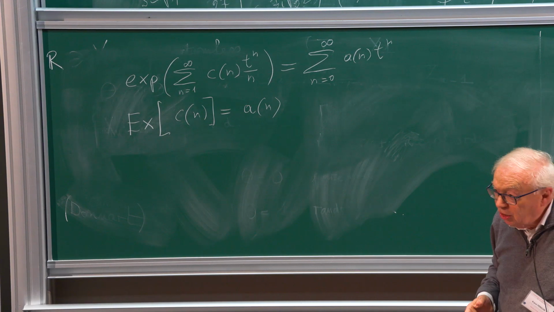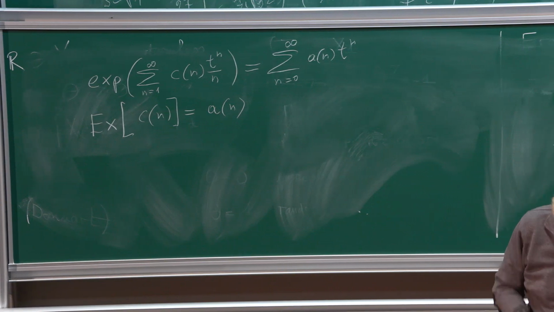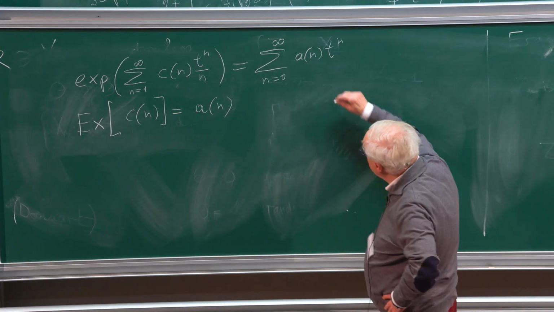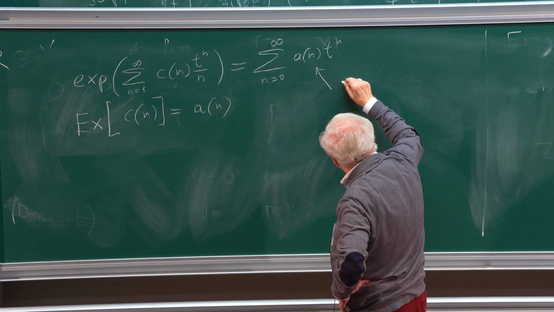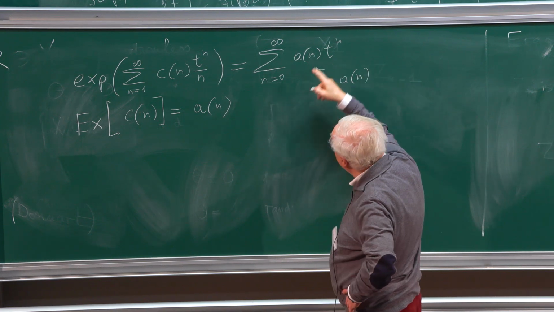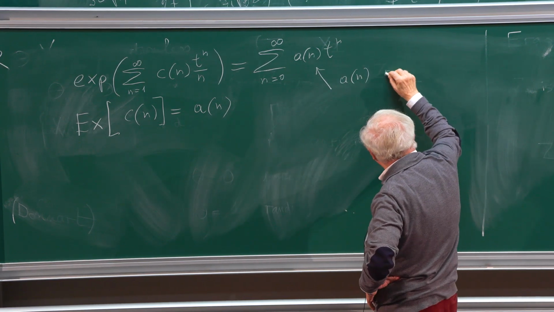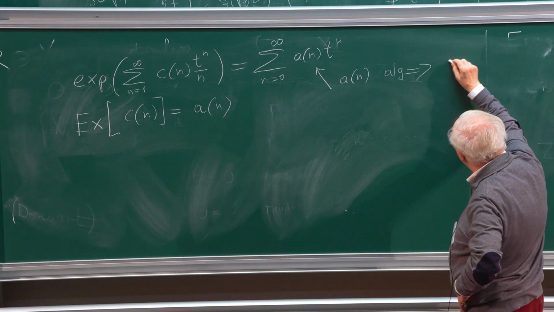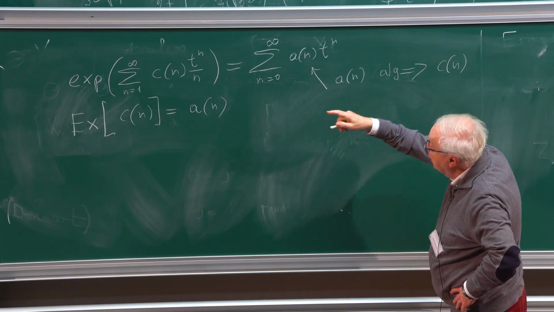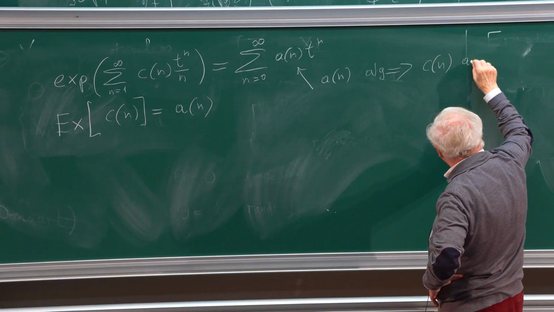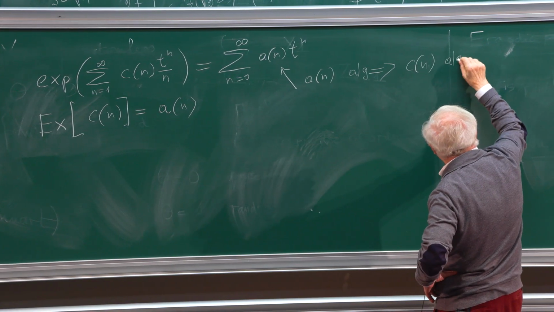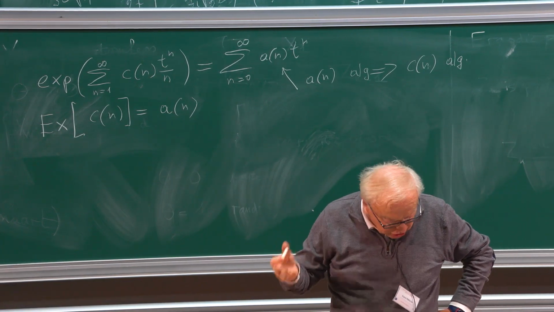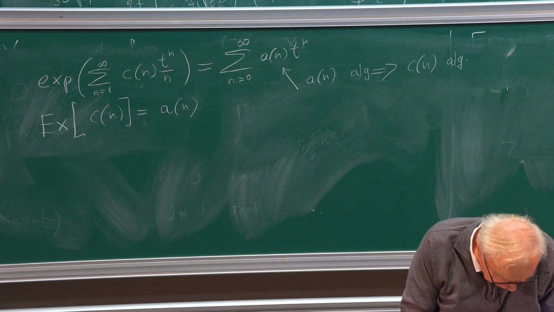And why was this transformation interesting for us? Because it appears in the context of algebraicity in the following way. Namely, there are powerful theorems which say that if a of n generates a generating function which is algebraic, then c of n generates a function which is also algebraic. I don't say function, I say c of n algebraic. This is a simplified version of the theorem which has been established by Kontsevich.